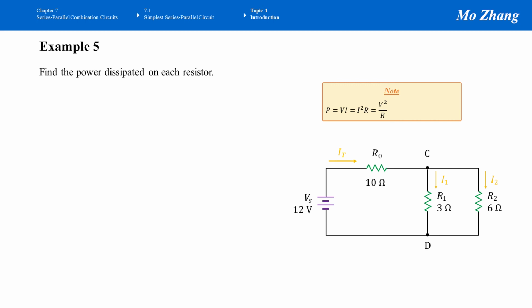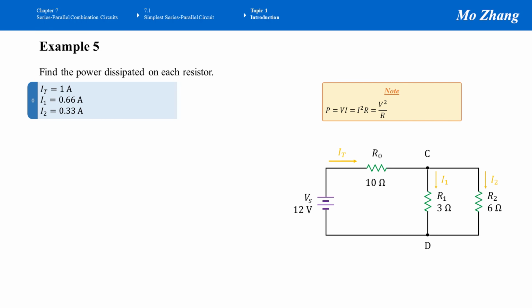Here, if you look at every resistor, we know each of their values. We also know the current that goes through every resistor. So for this question, I pick formula 2, I squared times R. The following information has been calculated already. We know the total current, the current that goes through R0, equals 1 amp. I1 equals 0.66 amps. And I2 equals 0.33 amps.